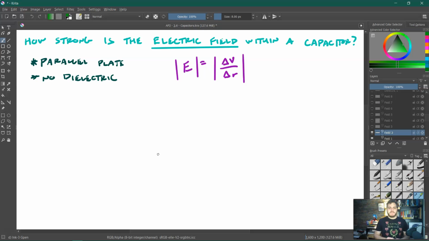If you introduce a dielectric, the electric field gets a bit more complicated, so we're not going to worry about that. But we have this equation that we learned relating the electric field to a voltage, so the absolute value of the electric field is equal to the voltage between the plates divided by delta R, the separation between them. So I can actually go ahead and say this is delta V over D instead of delta R, where D is the separation between the plates.